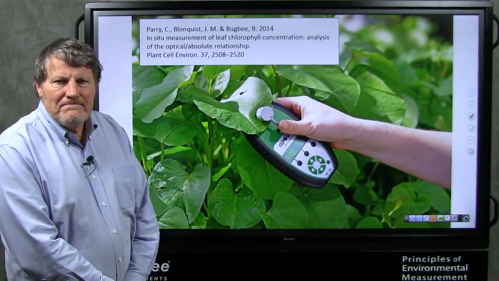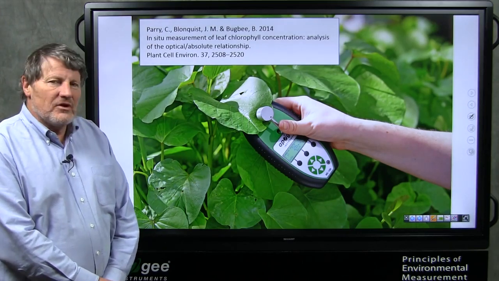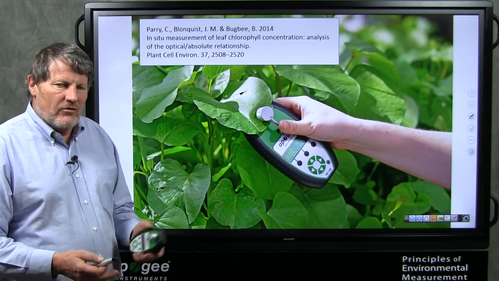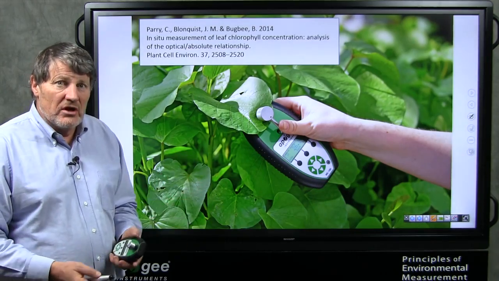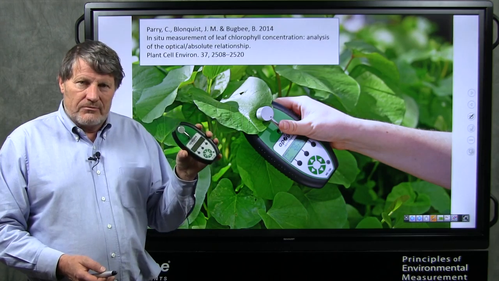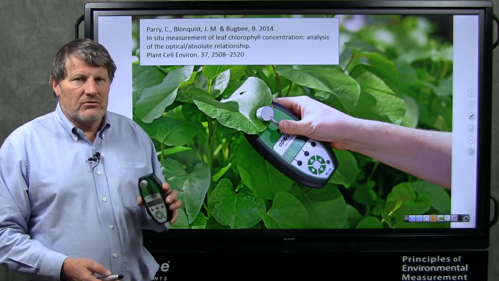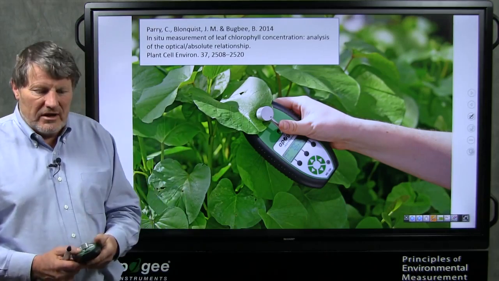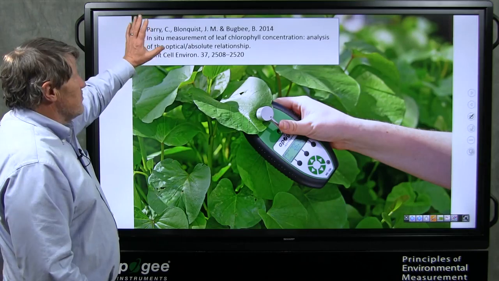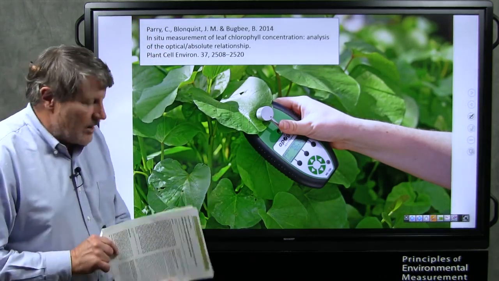I'm Bruce Bugbee, president of Apogee Instruments, and today I'm going to walk you through the research we did over several years to develop this new chlorophyll meter. We had this idea quite some time ago, but it took a lot of R&D to get this, and the work we did is published and publicly available in this paper here. I've got a copy of it here.